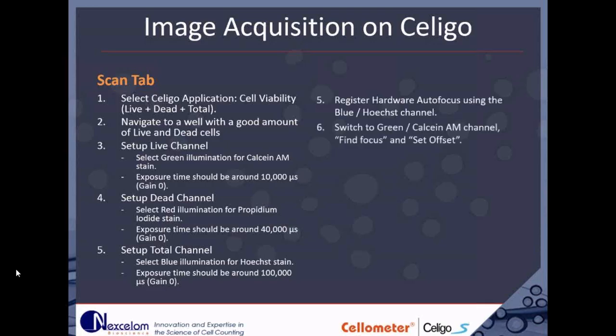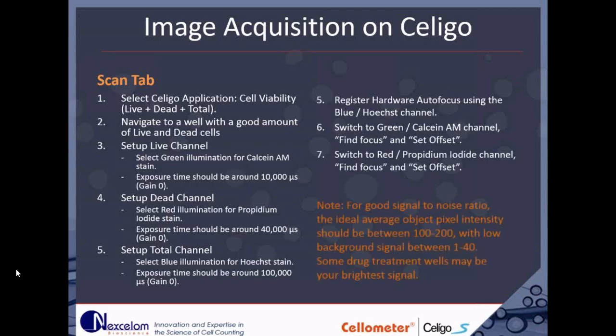Then switch over to the live channel again and find focus and then set offset. Then switch over to the red channel and then click find focus and set offset. All right, so you basically have your illumination, your focus set up for all your channels.